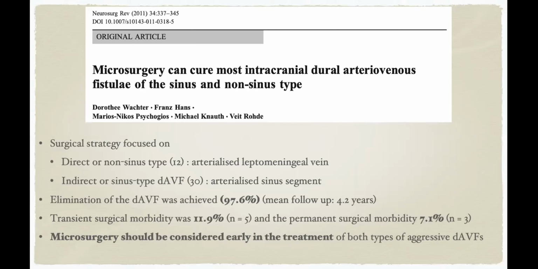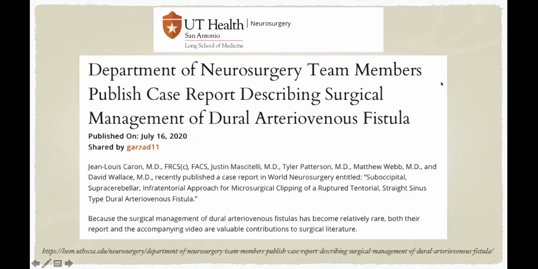This was a paper published in 2010 in Germany, and it was talking much more about surgical treatment, with a very good elimination rate of 97.6% and a permanent surgical morbidity of 7.1%. And the authors once again think that microsurgery should be considered early in the treatment. But what happened over the years is that in a publication in 2020, the authors are quoting that the surgical management of dural AV fistula has become so rare that even case reports and accompanying videos are a valuable contribution.